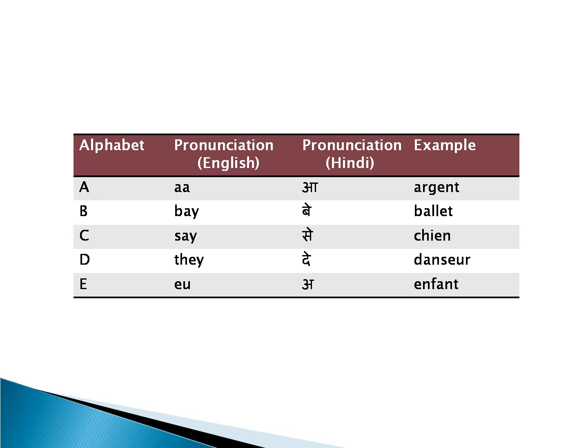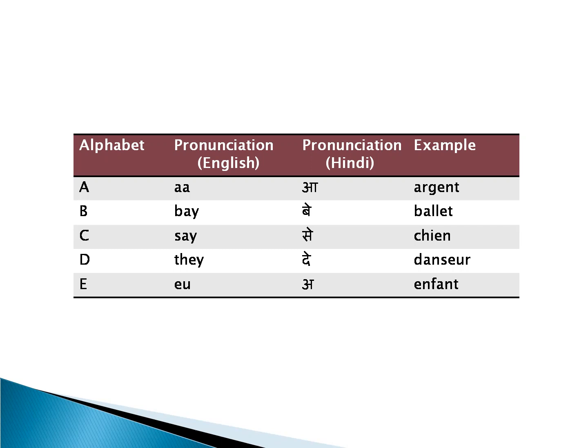Next we have is C. It is say. Okay, and one example is chien. Chien means a dog. The next one is D, which is they. Repeat the pronunciations after me. D is they, and one example is dancer. Dancer means a dancer. That's right.